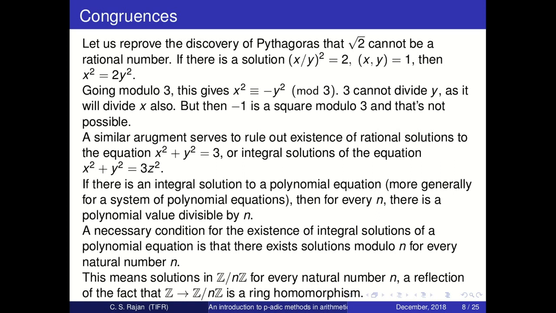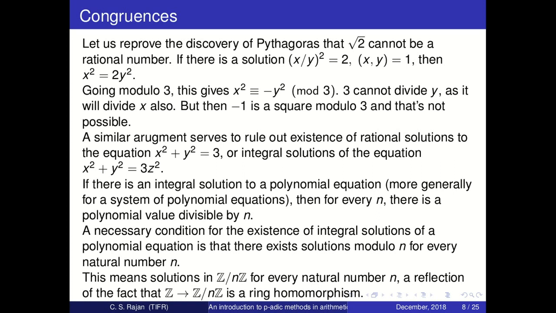So, a necessary condition, and I am stating it again, for the existence of an integral solution of a polynomial equation is that there exist solutions mod n for every natural number n. Because if there is an integral solution, then it gives you a solution mod n for every natural number. This is basically the fact that the map from Z to Z mod nZ is a ring homomorphism. So if you have solutions in Z, it will also give you solutions in Z mod nZ. Is that okay? This is a very necessary condition.